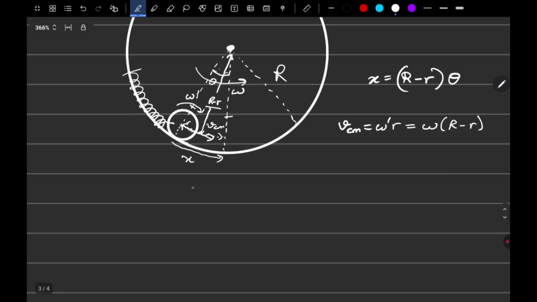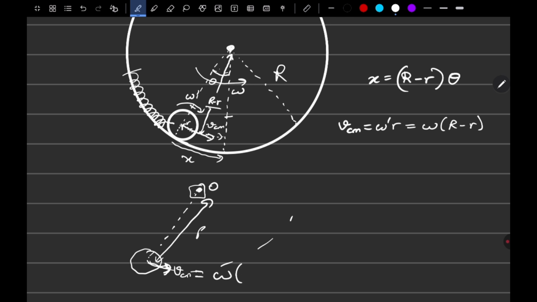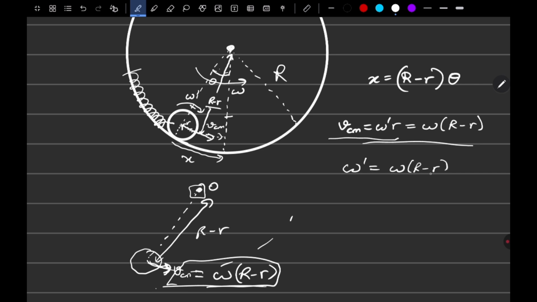Basically here's the center, here is the disk, it's moving along this. It has VCM, which is the tangential velocity along this, as if it's performing a circular motion. This is going to be equal to omega, which is omega around this point O, times the distance between the center and this center, which is equal to R minus r. So VCM is equal to this, and the other condition, that rolling without slipping is happening, gives us that VCM is equal to omega dash times r. From this, what we get is omega dash is equal to omega times (R minus r) upon r.